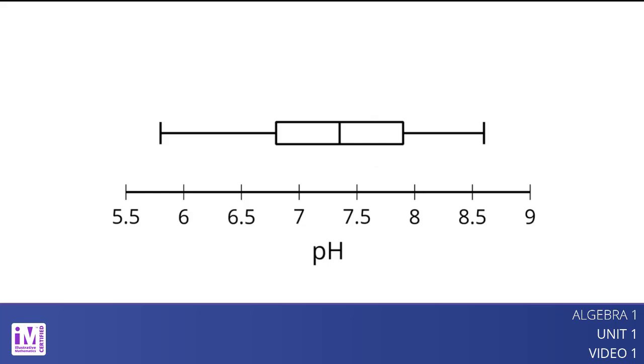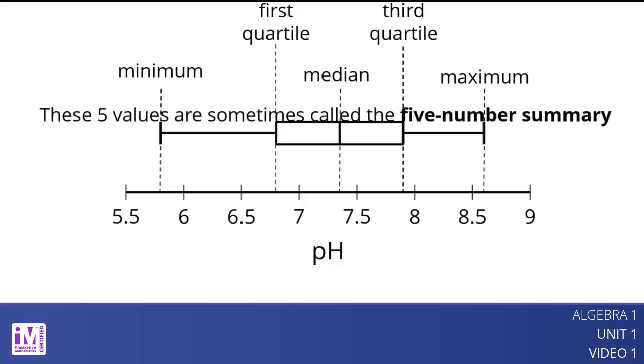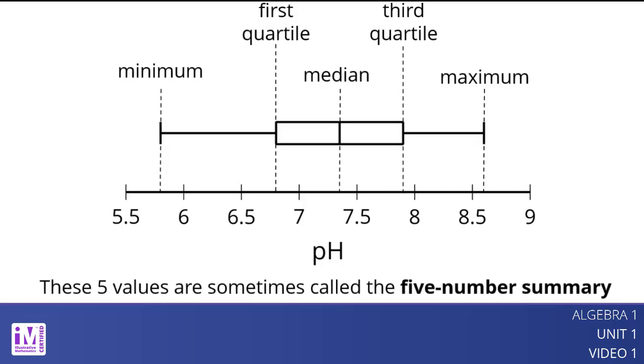Here is a box plot representing the distribution of the same data as the dot plot and histogram. To create a box plot, you need to find the minimum, first quartile, median, third quartile, and maximum values for the data set. These 5 values are sometimes called the 5-number summary. Drawing a vertical mark and then connecting the pieces as in the example creates the box plot.